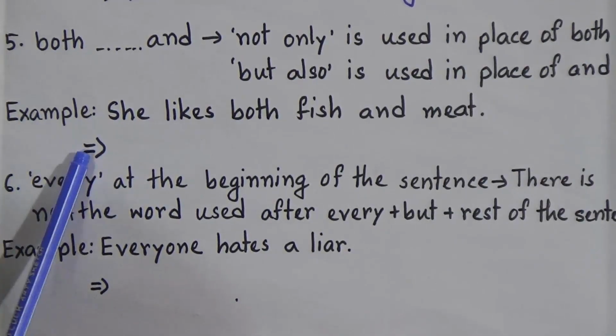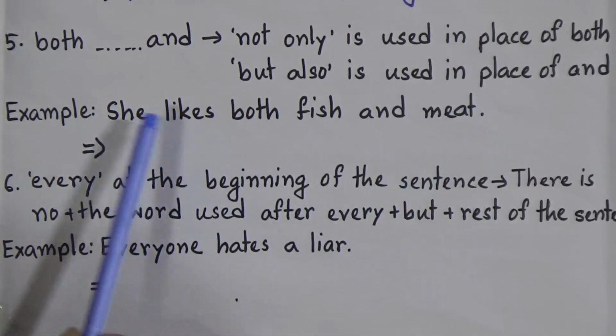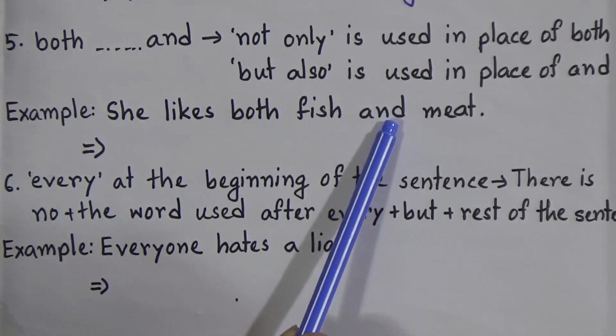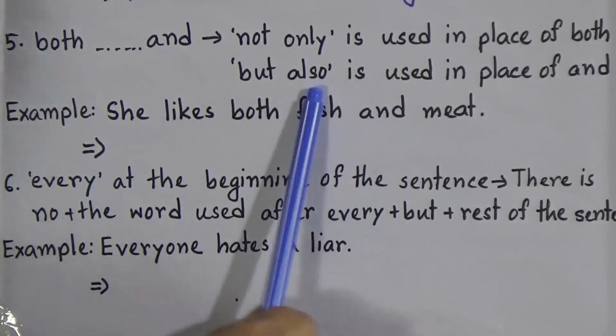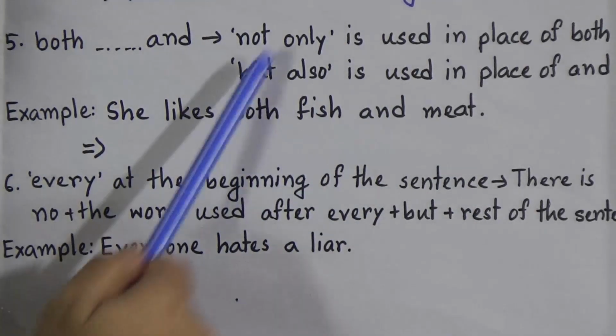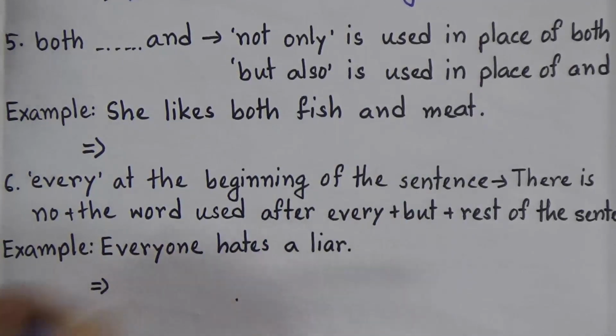Okay, let's do this exercise. She likes both fish and meat. Now look, both dot dot and. So there is a noun, fish. If you find this type of sentence, we will write not only in place of both and but also in place of and. So what will be our answer?